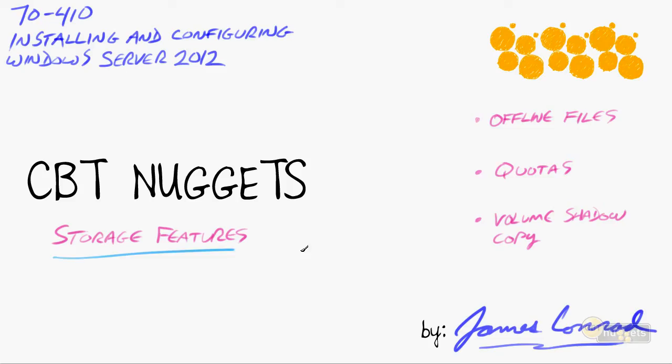In this nugget, we took a look at storage features, such as offline files. Remember, this is how we can access files with a locally cached copy of files that we've previously accessed over the network. Very useful if you're not connected to the network or the network goes down. We also took a look at storage quotas, which, remember, can be hard or soft. Hard meaning that people cannot store additional data after their limit has been reached. Or soft, meaning that they can still store data there, but they keep getting nag messages about it.